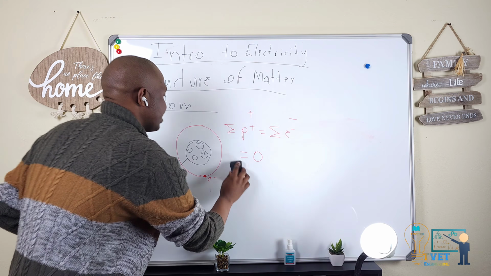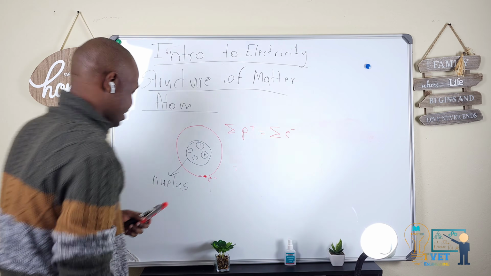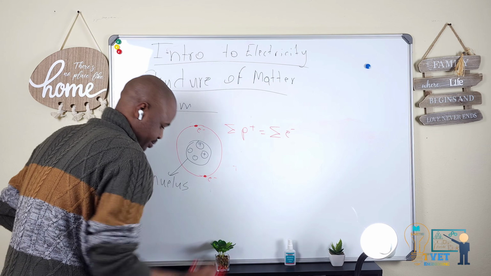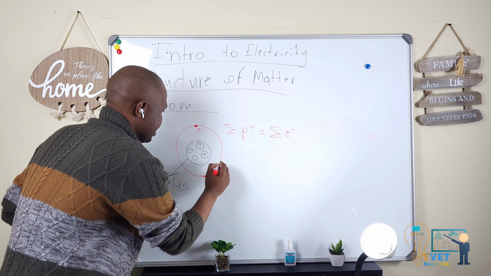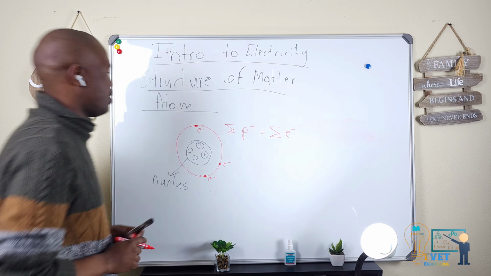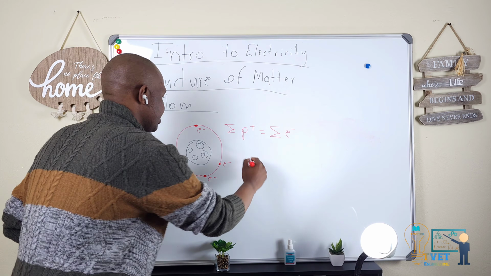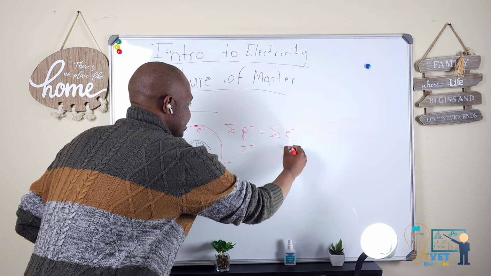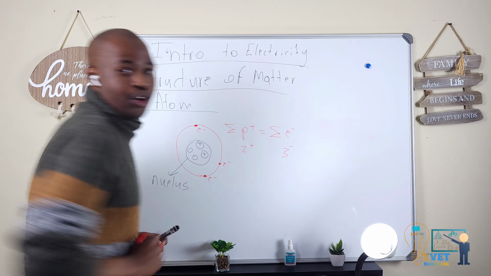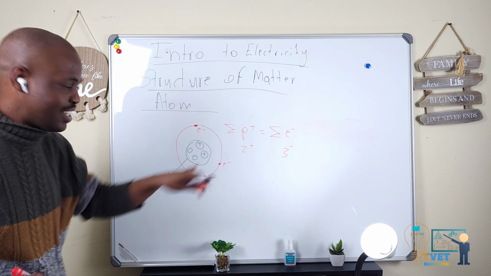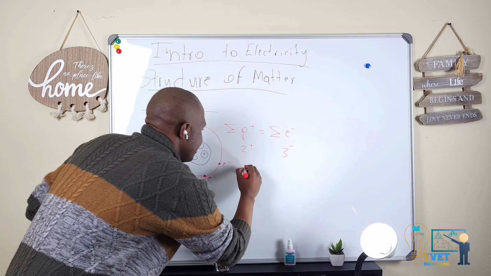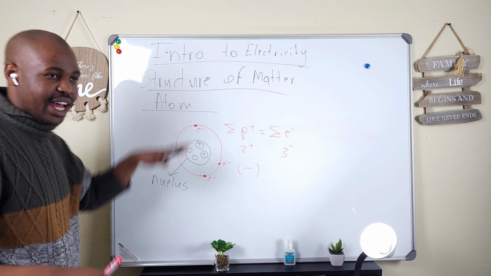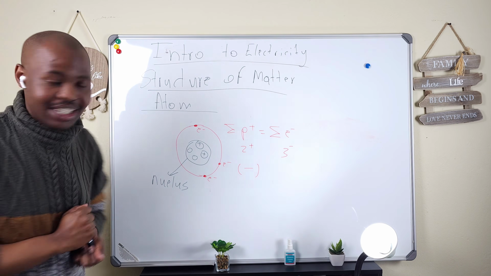Another scenario is that we can add an electron. We can add another electron. Now I'm adding 3 more electrons. So in this situation we have 2 positive protons and 3 negative electrons. So the resultant charge of the atom is what? Negative, because there are more electrons, which are negatively charged.